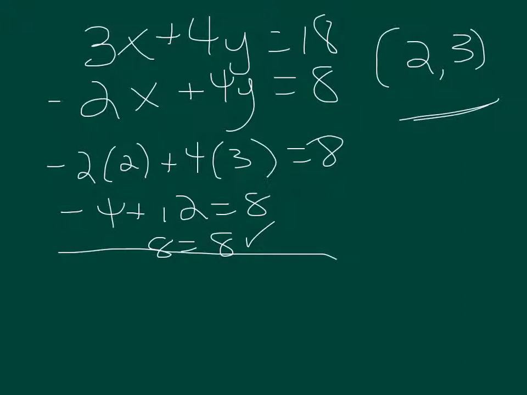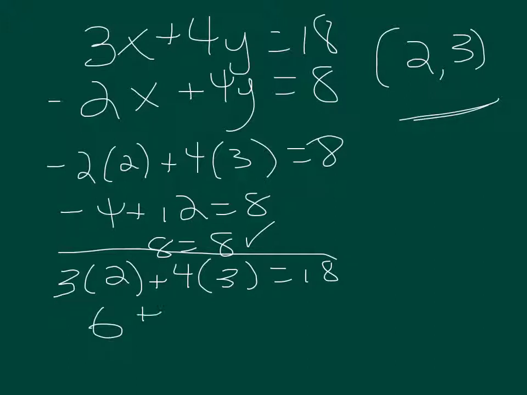Oops, I didn't mean to cross that out. 3 times 2 plus 4 times 3 equals 18. 6 plus 12 equals 18. 18 equals 18. And we check, and it looks like we have success. So, once again, we deserve a little applause.